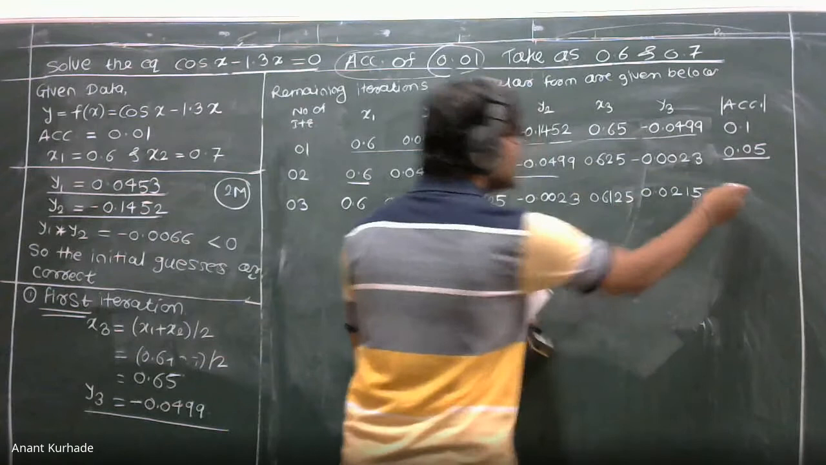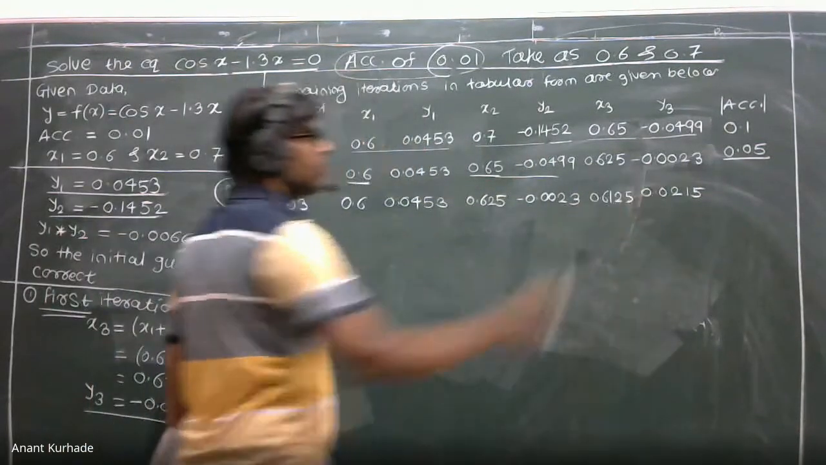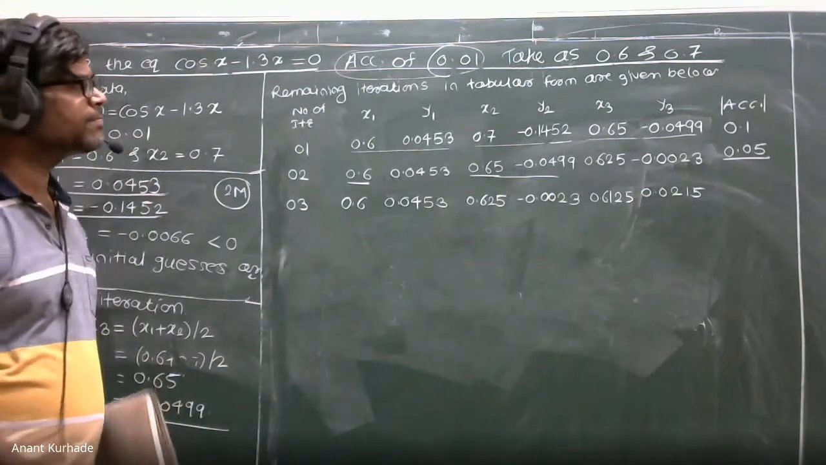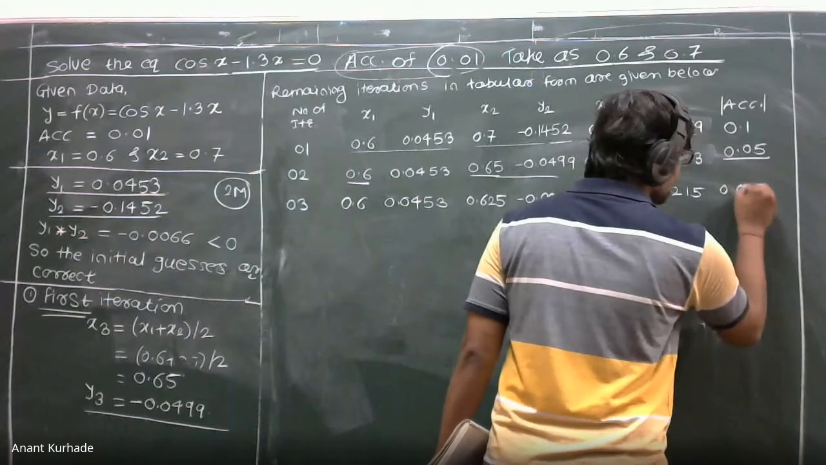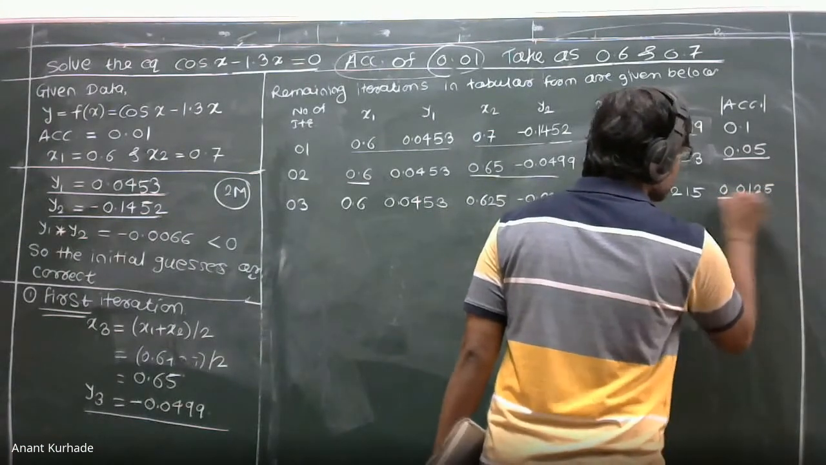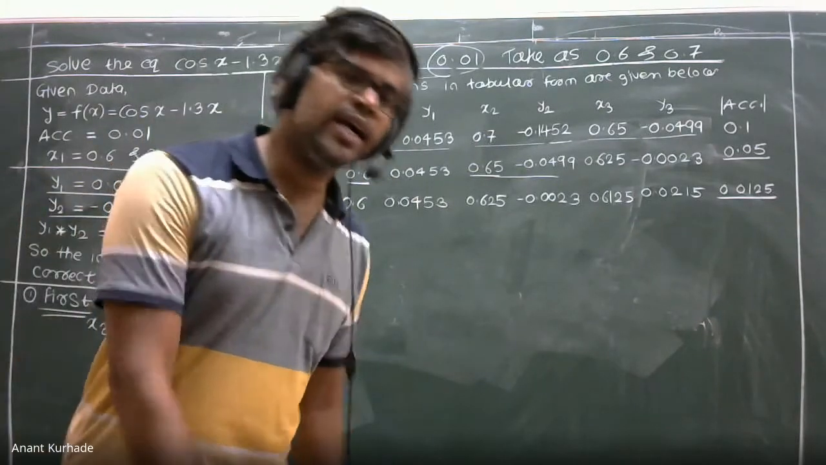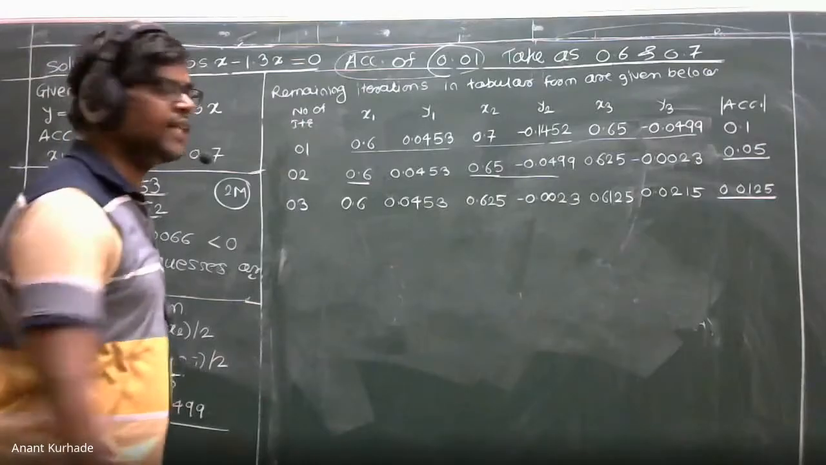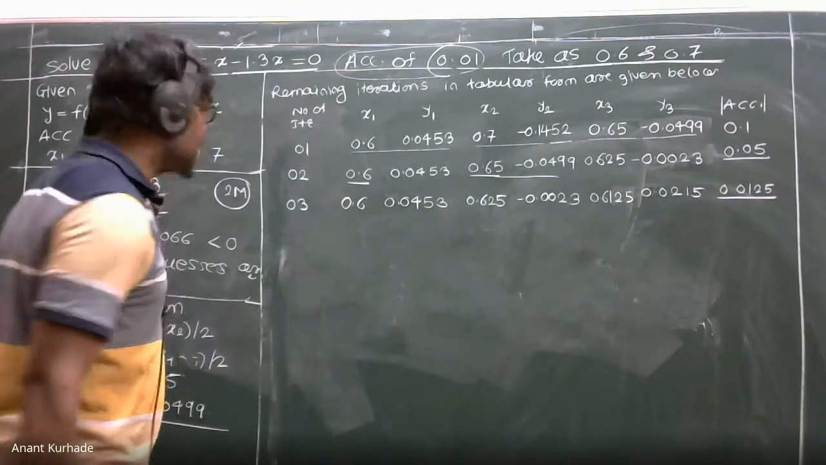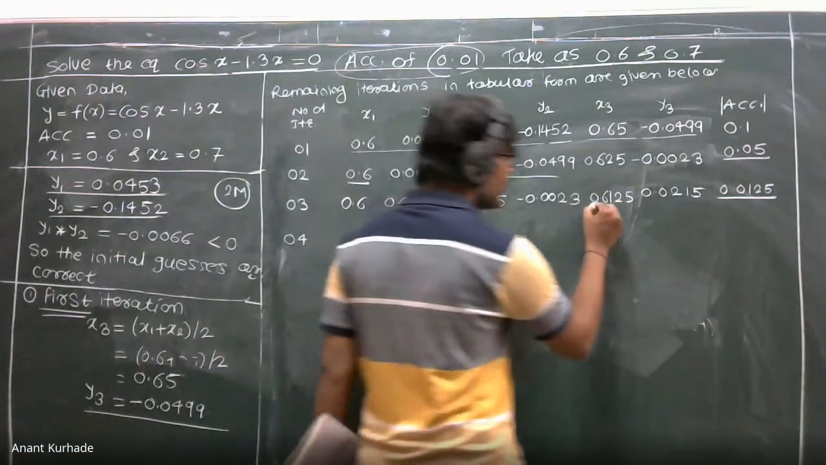Okay. What is accuracy? This minus this. Accuracy is 0.0125. Now, is this value equal to the given accuracy or greater than the given accuracy? Greater. Then we have to go for iteration number 4. Now, check this sign.